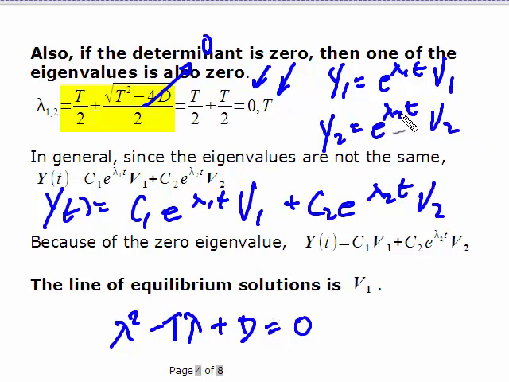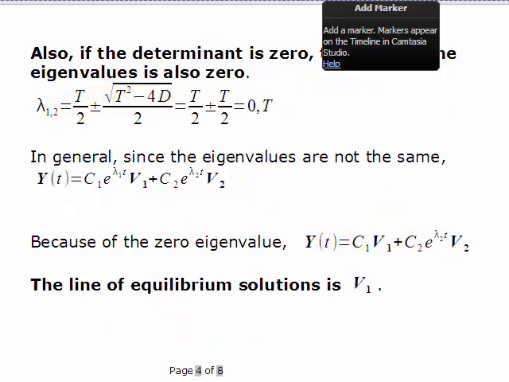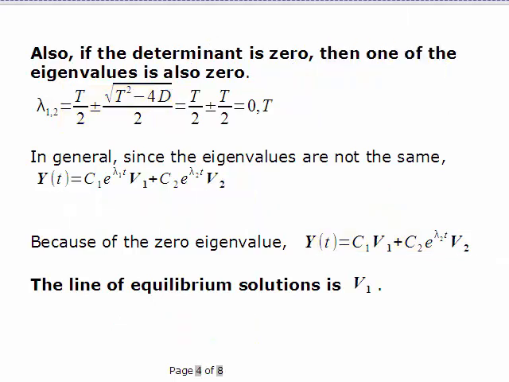But note that one of these eigenvalues is 0. If it's 0, then all this just becomes, of course, the constant 1. And now we have the solutions for one zero eigenvalue looking like this: c1 v1, just the vector, the first eigenvector, plus c2 e to the lambda 2 t times v2. Also, that line of equilibrium solutions is the first eigenvector. I need to mention that.